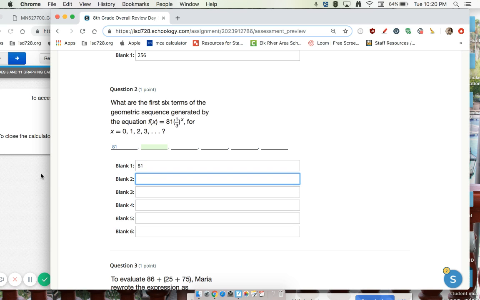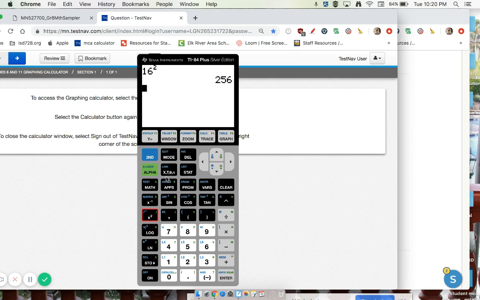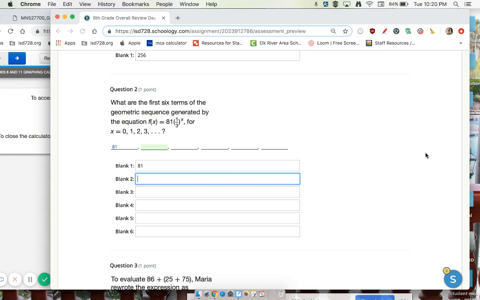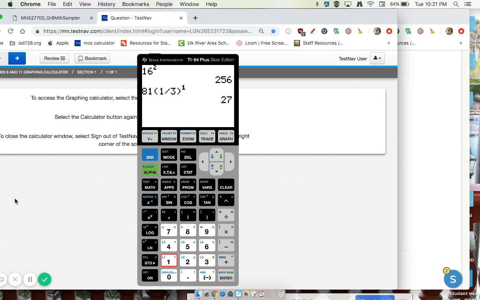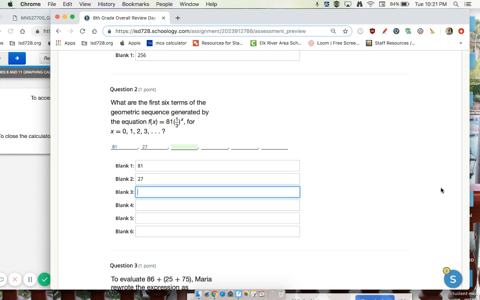And now the second term is going to be 81 times 1/3 to the first power. So 81, and I'm just going to go ahead and use the parenthesis, 1/3 to the first power, and that's 27. And if you think about it, 1/3 just means divide by 3. So now I have x equals 2, so 81 times 1/3 squared. Hit enter, and we get 9 because we're really just dividing both by 3. So my next term should be 3.